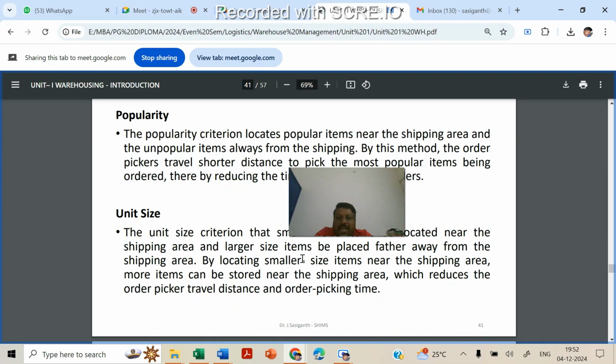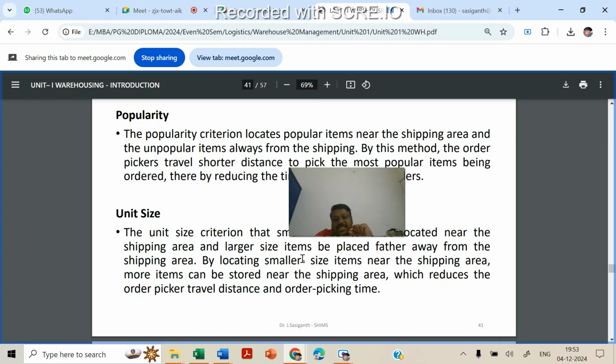Then how does the popularity criterion locate? Popular items are kept near the shipping area, and the unpopular items are always farther from the shipping area. By this method, the order pickers travel a shorter distance to pick the most popular items being ordered, thereby reducing the time required to pick orders.